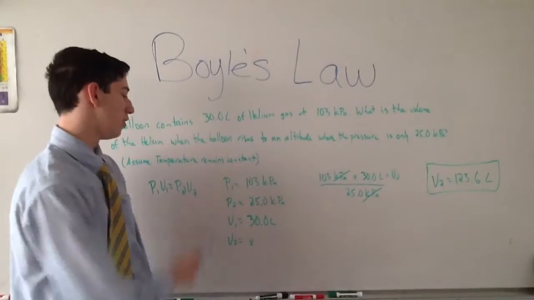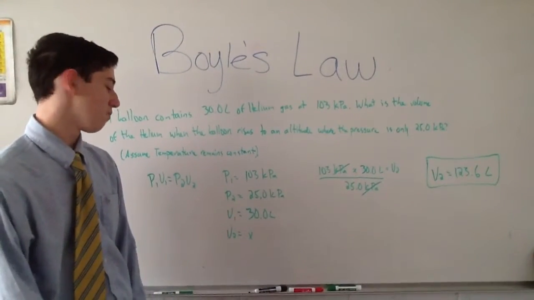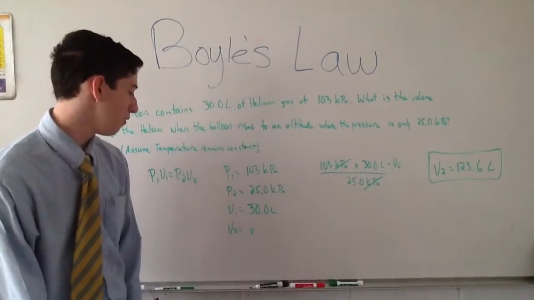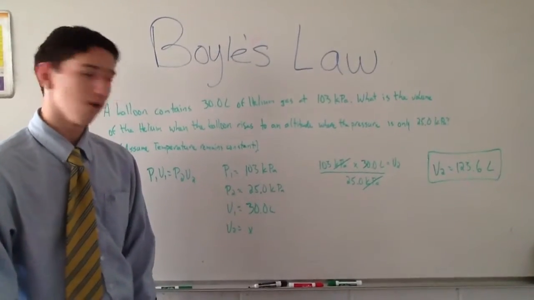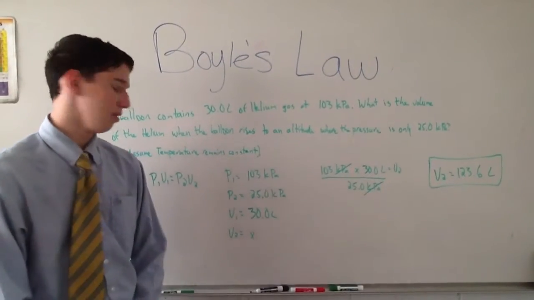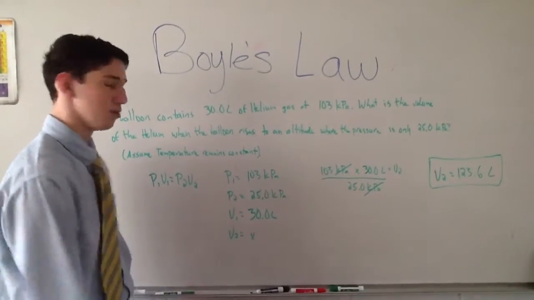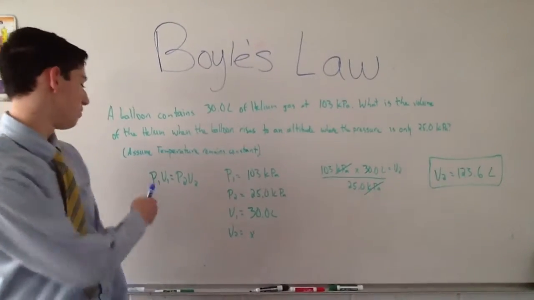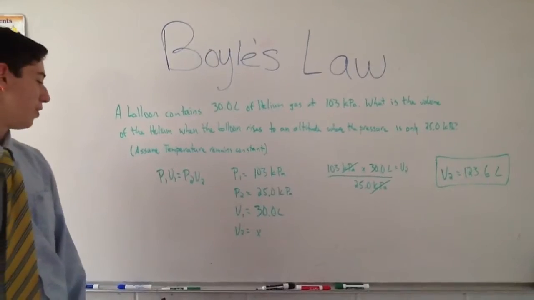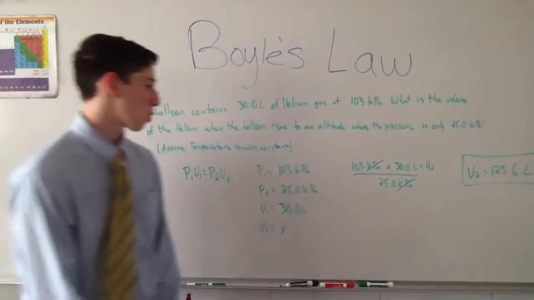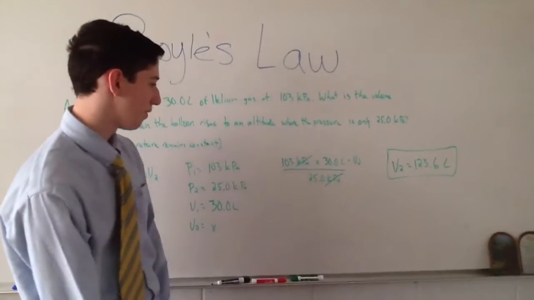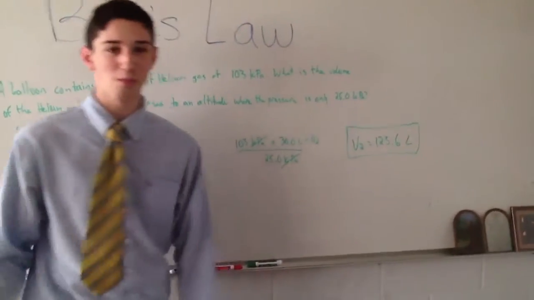We know that P1 equals 103 kPa. We know that P2 equals 225 kPa. And we know that V1 equals 30 liters. But V2 is our unknown. So the formula is P1 times V1 equals P2 times V2. And here's the formula, and this is the answer.